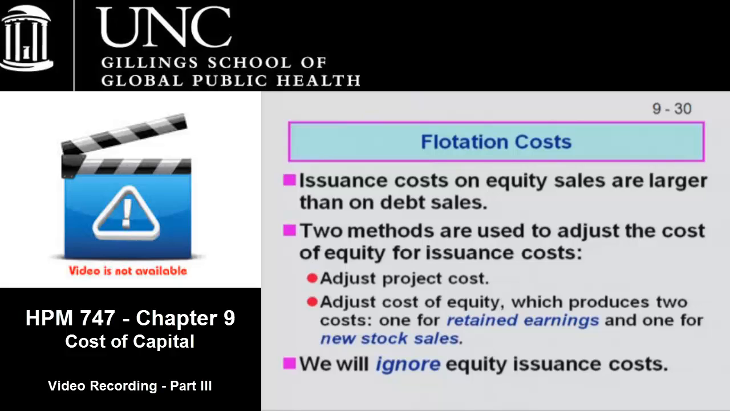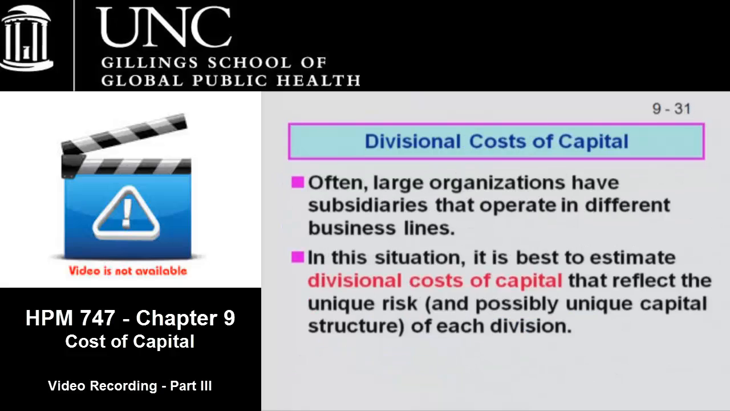Flotation costs on equity tend to be fairly significant compared to debt. There are two ways you can adjust the cost of equity for issuance costs. You can adjust the project cost. In other words, add the increased cost of the flotation cost onto the cost of the project, or you can adjust the cost of the equity, which produces two costs, one for retained earnings, one for new stock sales. We will ignore equity issuance costs, except we won't in any case today. It's just to give you some practice. The rest of the course we will ignore.